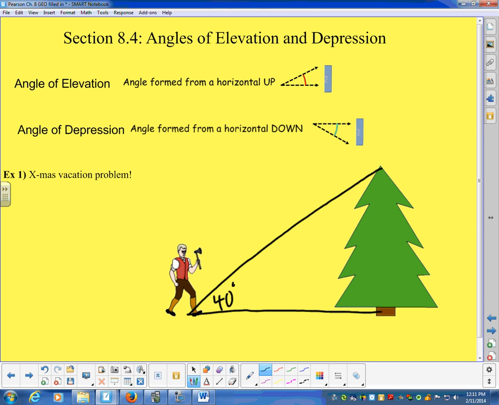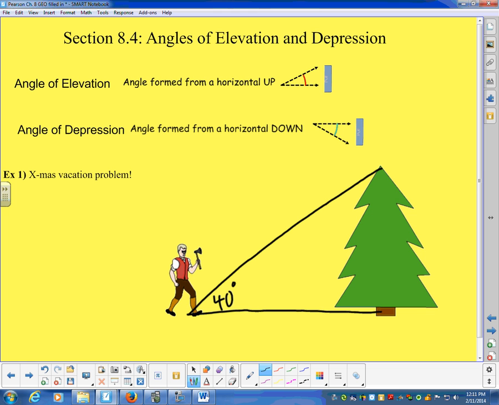Now, in reality, most people doing surveying and using trigonometry to measure heights of things indirectly are going to program their eye height into the device and not get on the ground and measure it. So if you know your eye height, like my eye height is 5'8", you're just going to add 5'8" to whatever you get after you solve your problem using trig, because I'm already up about 5 feet 8 inches.